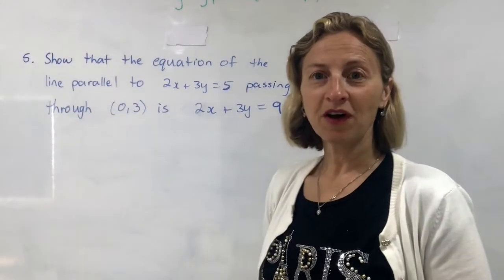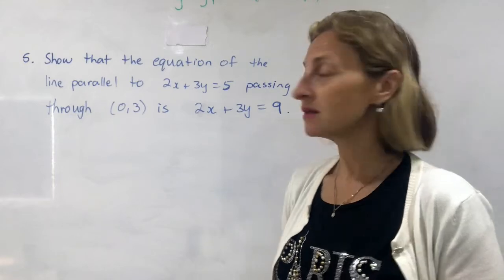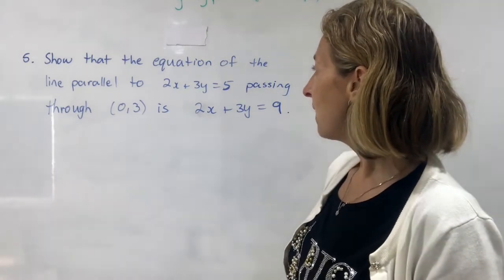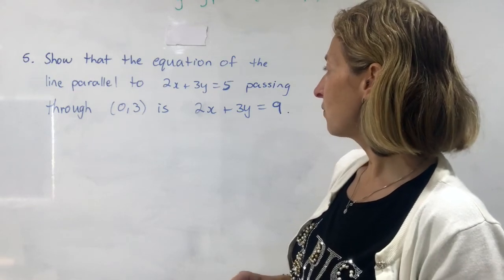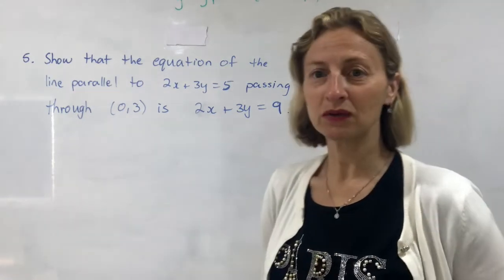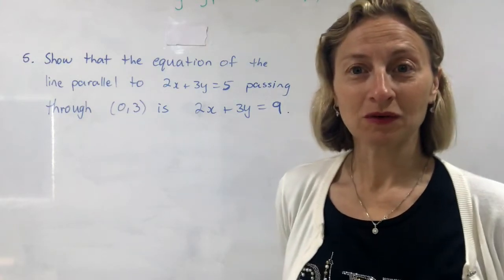Let's have a look at question number 5, which is worded slightly differently to the other ones. Show that the equation of the line parallel to 2x plus 3y equals 5, passing through (0, 3) is 2x plus 3y equals 9.